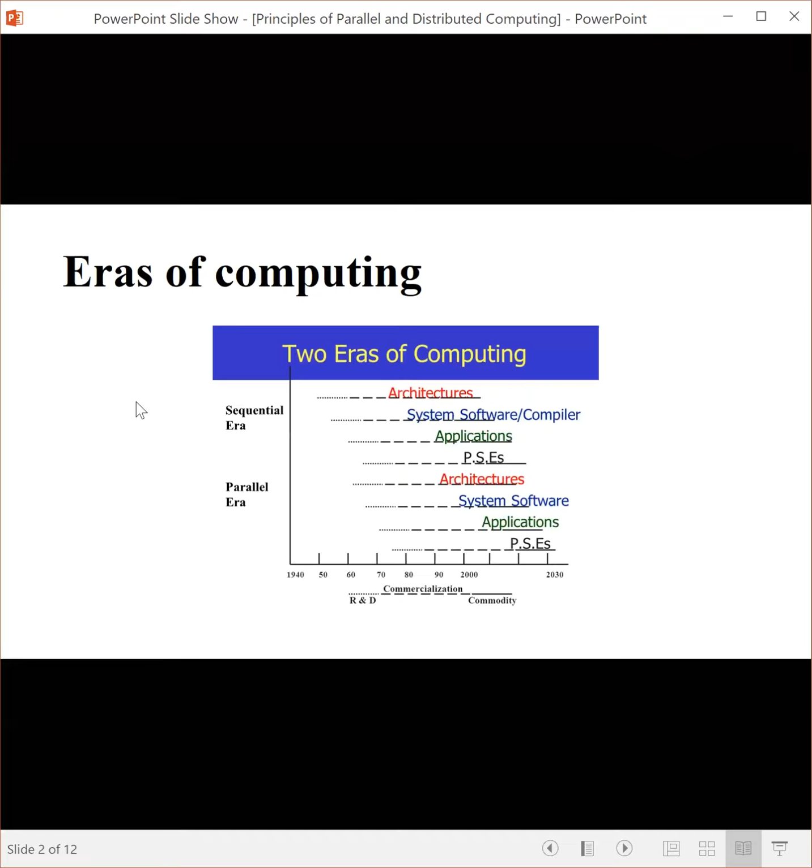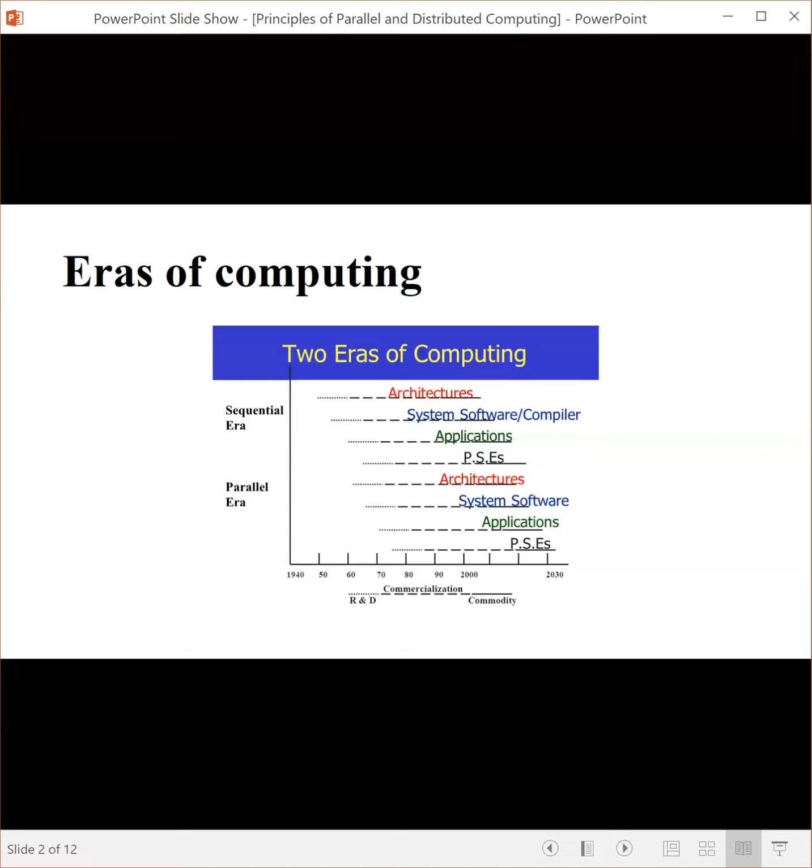So the first one, eras of computing. Here there are two fundamental types of computing. The first one is the sequential era, and another one is the parallel era. The sequential computing era began in the 1940s, and then parallel computing followed after ten years, so the 1950s.